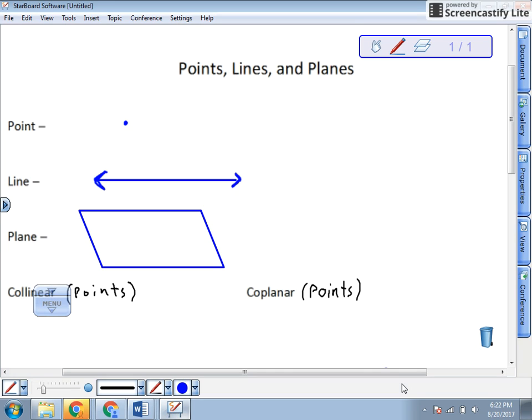Today we're going to learn about points, lines, and planes. We're going to learn what they are, how to name them, and what an example looks like. So the first thing we're going to talk about is a point.